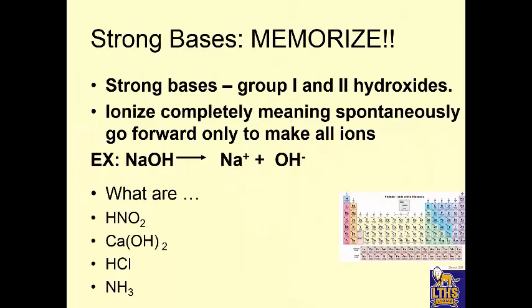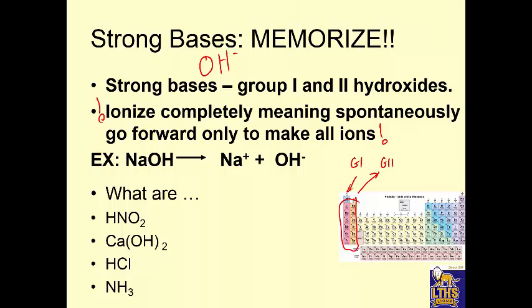Okay, what about strong bases? Same thing. They ionize completely. They go in the forward direction only, spontaneously, to make ions. All day and all night, ions. So where do the strong bases come from? Well, remember, hydroxide makes it a base. So there are hydroxides of group 1 and group 2 on the periodic table. Group 1 and group 2 hydroxides.